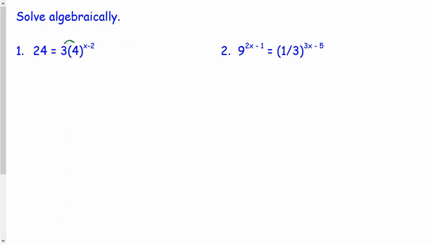Instead, what I can do is get rid of the 3 on this side by dividing it out, because then I'll just have the power on the right-hand side, which will be 4 to the x minus 2. And that's where I want to get to, where I just have a power equals a power. Well, if I divide the 3 on the right, I have to do it on the left as well. 24 divided by 3 gives me 8.